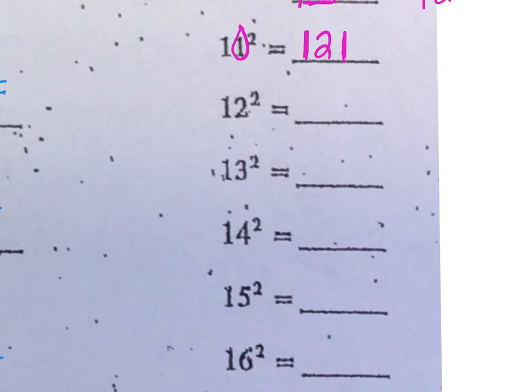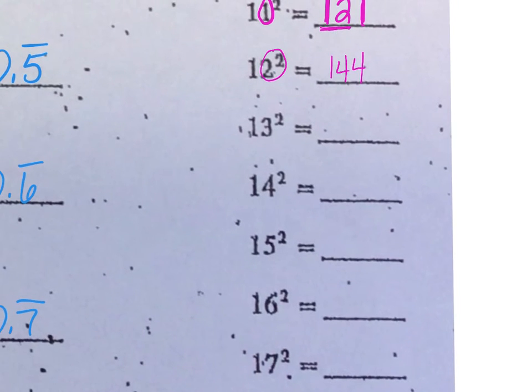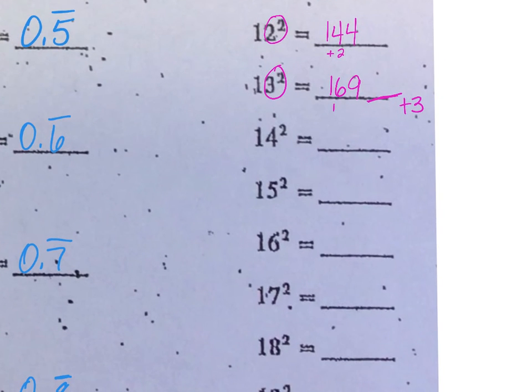12 squared, you're going to add 2 to this. That's 14. 2 squared ends in a 4. 13 squared, I add 2 to this again, and I get 16. And 3 squared ends in a 9. Now, once you see that 9 at the end, we add 3 to the ones before it. So 16 plus 3 is 19. And 4 squared is 16, so it ends in a 6.